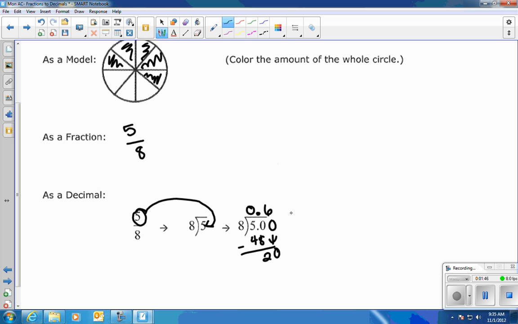8 goes into 20 2 times, and that gives us 16. Add another 0. 8 goes into 40 5 times. And now that we have a remainder of 0, we're done. So the decimal version of this is 0.625.